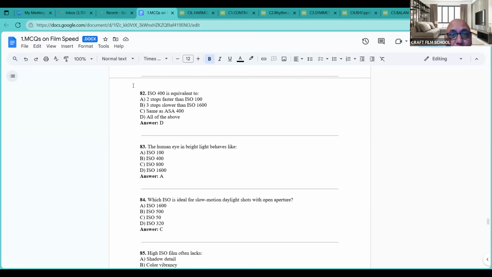ISO 400 is equivalent to, now this is a slightly tricky question, listen to it carefully. 2 stops faster than 100 ASA, 3 stops slower than, okay, if I ask you this much, forget about the question. If I say what is 2 stops faster than 100, which means I am talking about 400 ASA film, correct? I'm talking about 400 ASA film. 3 stops slower than 1600. 1600 to 800 is 1 stop, 400 is 2 stops, and 200 is 3 stops. Okay, so 3 stops will be 200, same as ASA 400, all of the above.